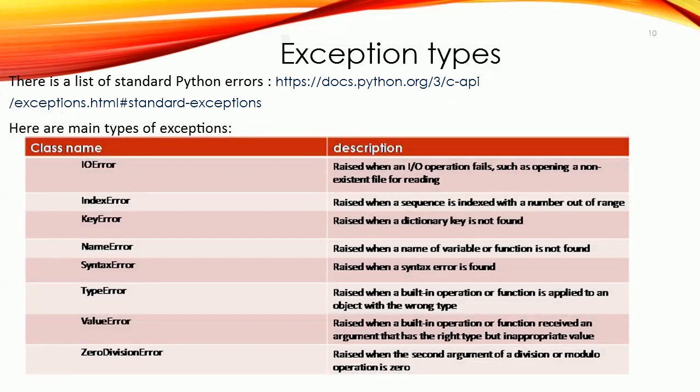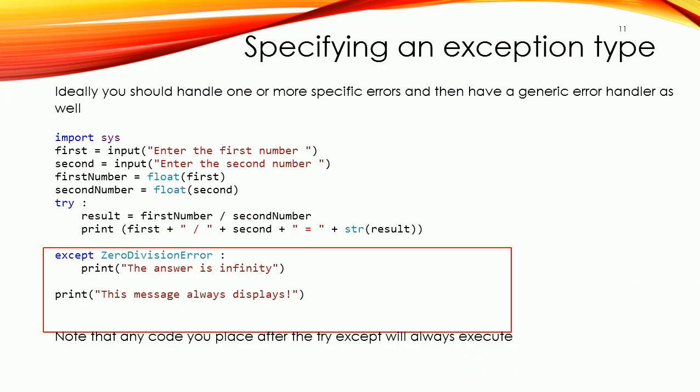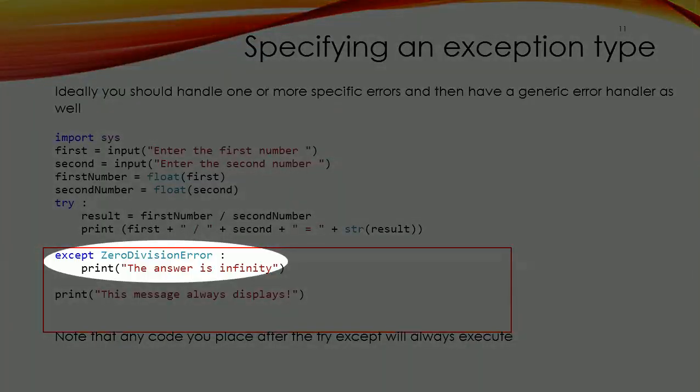IOError is when an input and output operation fails. This exception will be raised typically when you try to open a file that does not exist. IndexError is when you try to access an index that does not exist, an out of boundaries exception. KeyError is raised when a dictionary key is not found, and so on and so on. You can see the ZeroDivisionError that we had an example about in the previous slides. Ideally, you should handle one or more specific errors and then have a generic error handler as well. In this example, we are handling only a specific error, which is ZeroDivisionError.